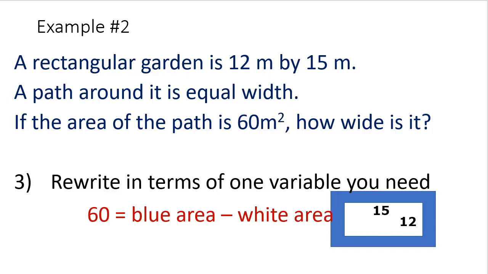Now we need to rewrite that in terms of one variable. First thing, we can get rid of the white area because we know that's 12 times 15, which is 180. Next, we have to write the blue rectangle size in terms of what we want, and what we want is the width. So the width of the path all the way around we're going to call W, and so the length from one side to the other is now 2W more than it was before. 15 plus 2W, 12 plus 2W, so we write that blue area in that form.